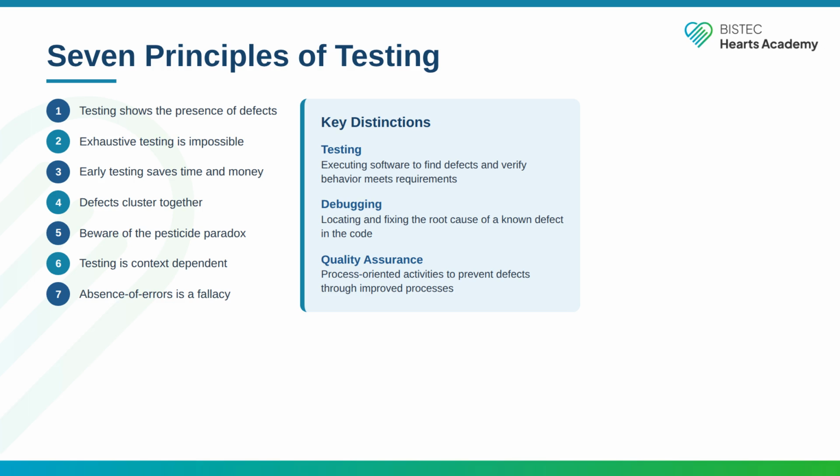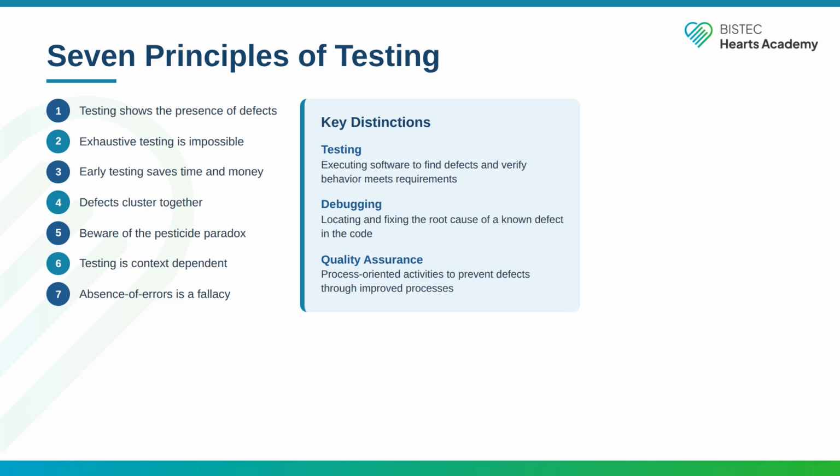Principle 3. Early testing saves time and money. A bug found during requirements review costs almost nothing to fix. The same bug found in production can cost thousands. Shift left. Test as early as possible. Review requirements, review designs. Do not wait until the code is deployed.